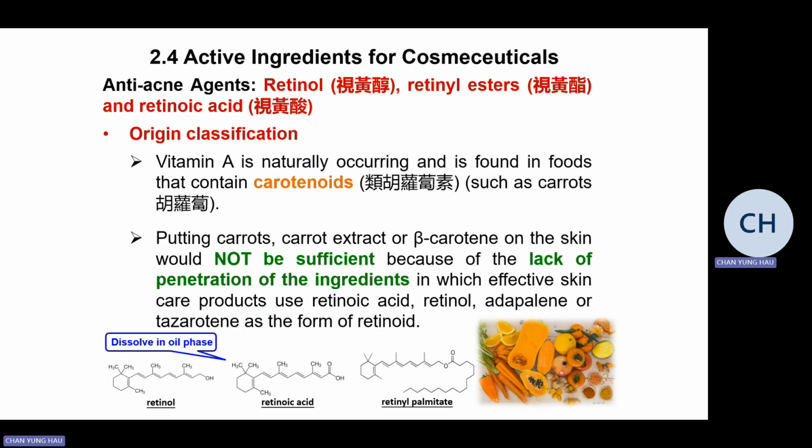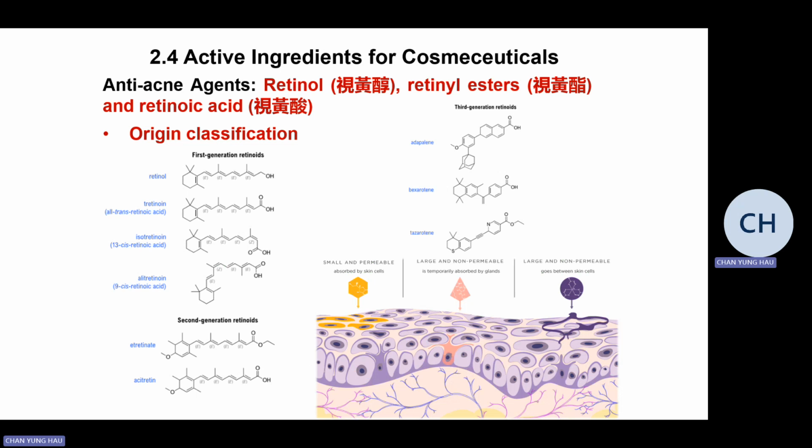So you know vitamin A, which is good for our eye vision, can be found in carrot. We also call it the carotenoid. That's why the carrot or beta carotene on skin will not be sufficient, because of the lack of penetration of these ingredients. That's why it's better to use pure retinol, retinol ester or retinoic acid.